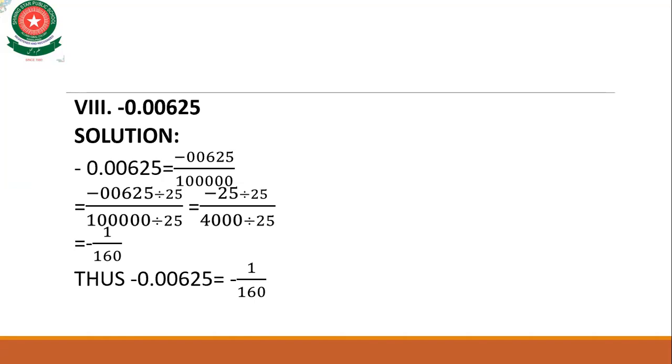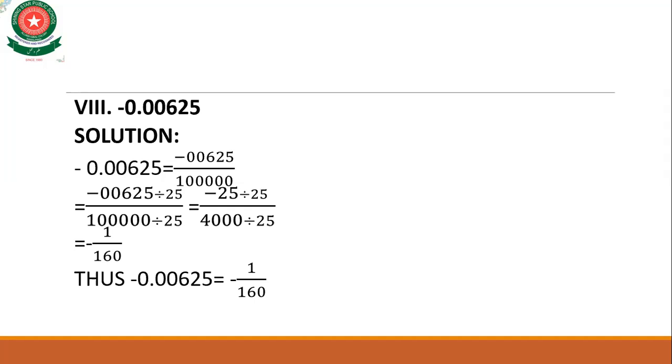After converting the decimal into a rational number, we will get minus 00625. Here I just put 00 to show you that there are 00 after the decimal point. Otherwise, we will not use the 00 in the answer because they have no importance if they are on the left side of the digits.